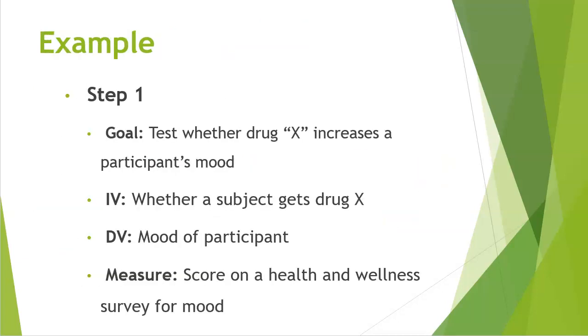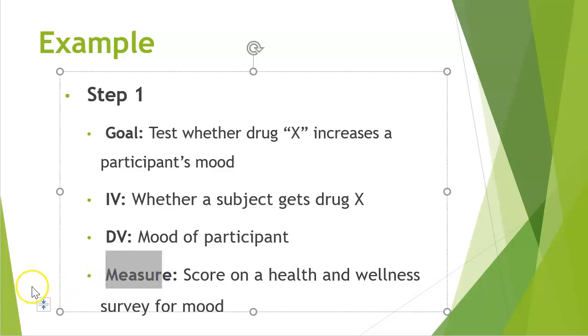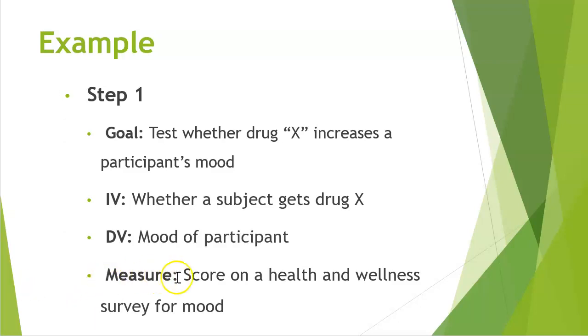So here's an example. Let's say you want to test whether drug X increases a participant's mood. Your independent variable would be the drug, so whether a subject gets the drug X or not. Your dependent variable, so what you're measuring, is the participant's mood, okay? So how are you going to measure that now? So when I say measure here, what I'm talking about is our operational definition. So you're going to measure the mood by scores on a health and wellness survey for mood.